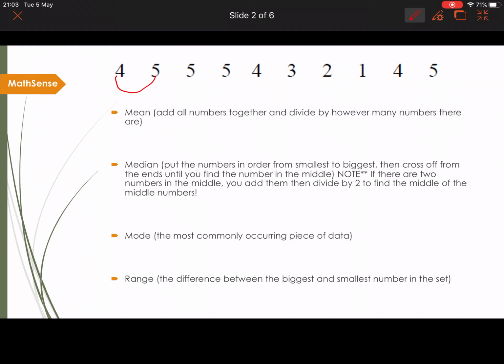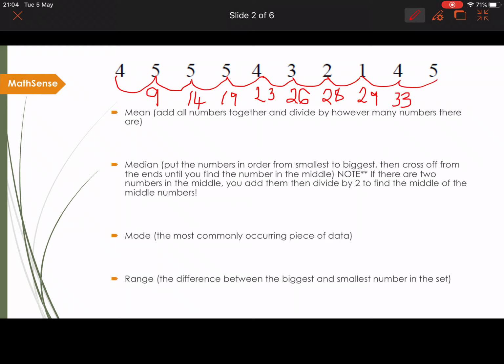4 plus 5 is 9, plus 5 is 14, plus 5 is 19, plus 4 is 23, plus 3, 26, 28, 29, 33, and 38. So all of my numbers together makes 38. I then need to divide by however many numbers there are.